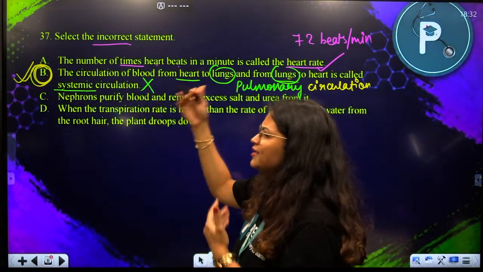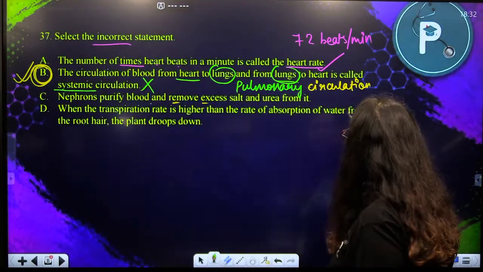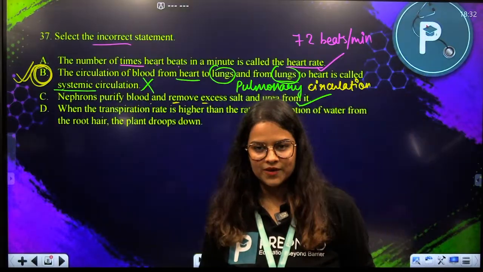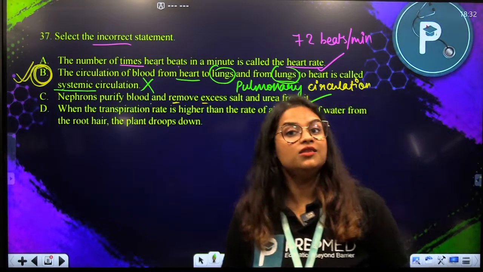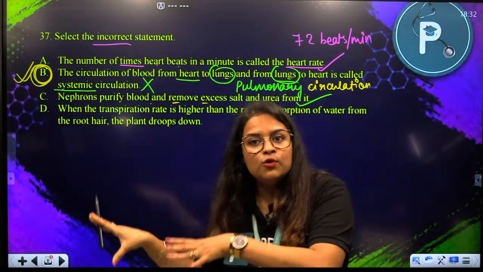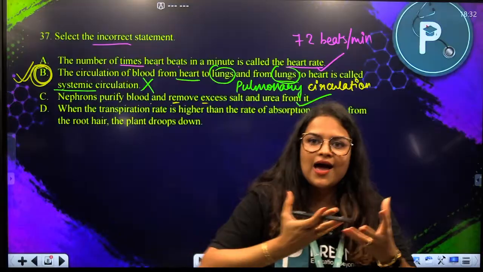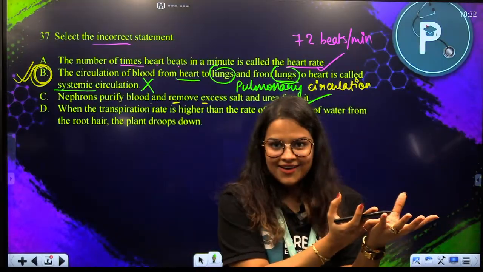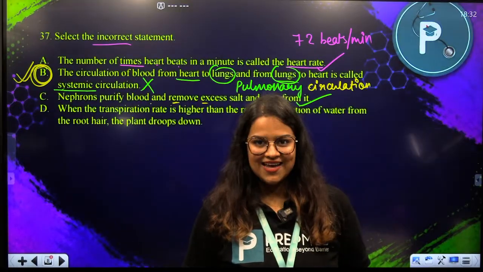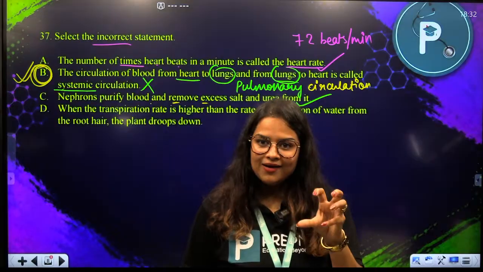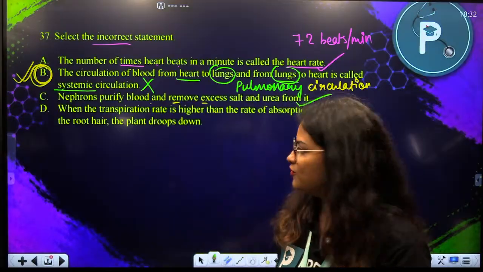All right, but let's read the rest of them. Nephrons purify blood and remove excess salt and urea from it. Absolutely right. That is the function of nephron. Our excretory waste material is what? Our excretory waste material is urea. So we convert ammonium ions into urea in our liver, and then from the liver, the urea is carried to the kidney via blood. Then the blood is filtered and urea is partially removed from your body. And then the less urea containing blood is brought back to your body from the kidney after removal. So this is right.